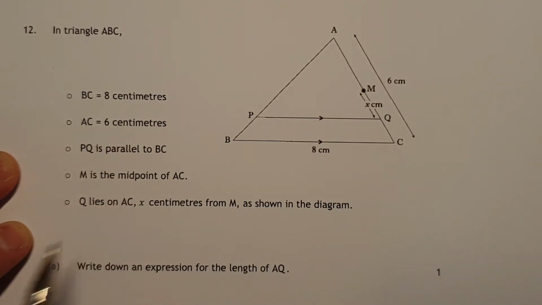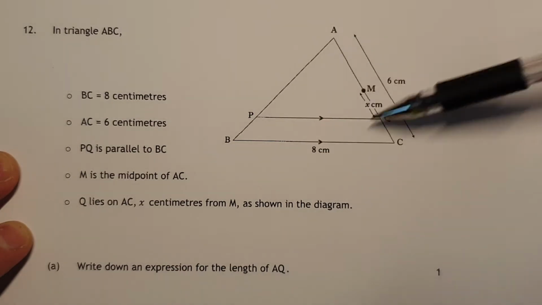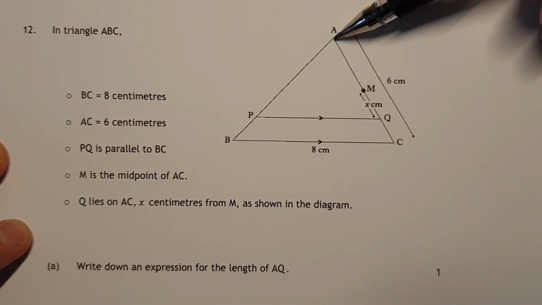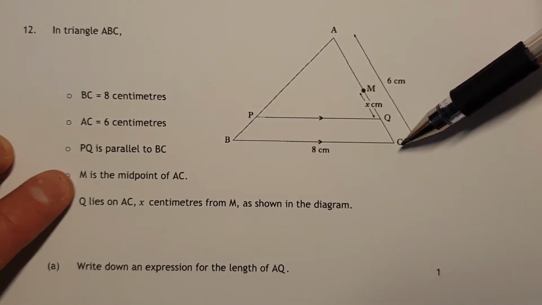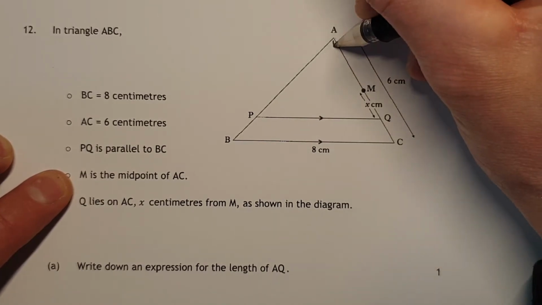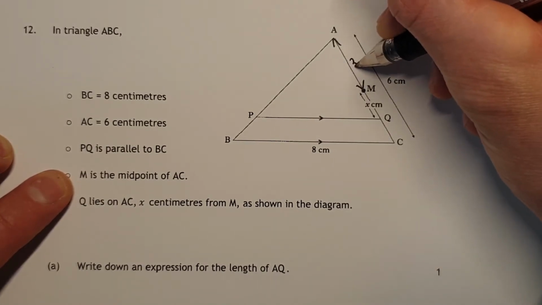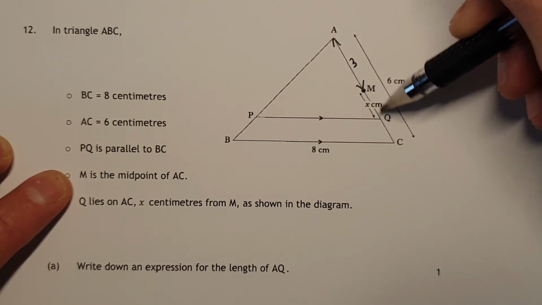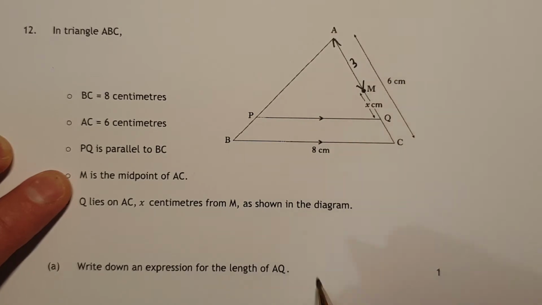Now there's a variety of bits of information here, which you can see is all labelled on here already. And the first thing we have to do is write down an expression for the length of AQ. Now it tells us in the question that AC is 6. It says M is the midpoint of AC, so from A to M has to be half of 6, so this measurement here has to be 3. So therefore if A to M is 3 and from M to Q is X, A to Q is just 3 plus X. Now that's in centimetres, of course.